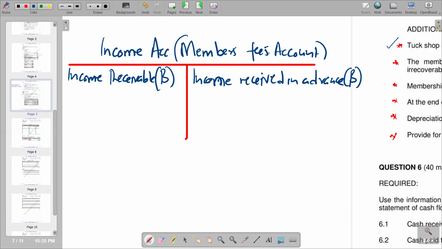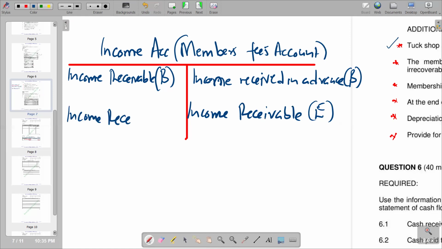At the beginning again, we put it on the credit side, income received in advance. At the beginning, it's also on the credit side. So the opposite is true. We are going to have income receivable at the end on the credit side. And again, income received in advance at the end will come on the debit side. Then we can just take note that the actual income received for the period will come on the credit side as bank.